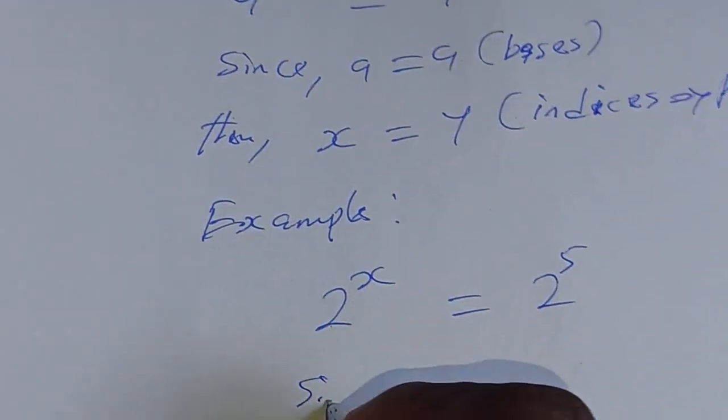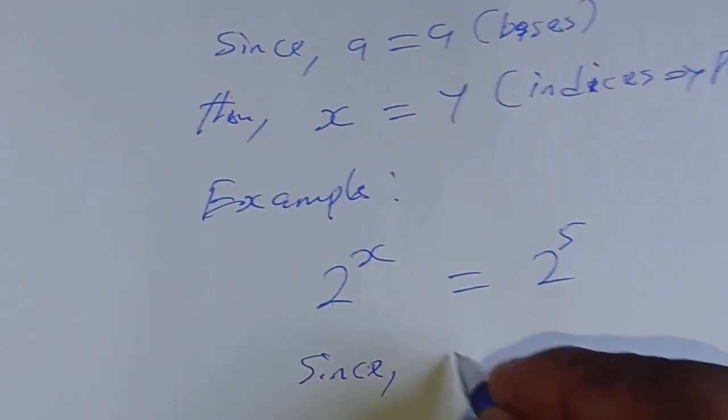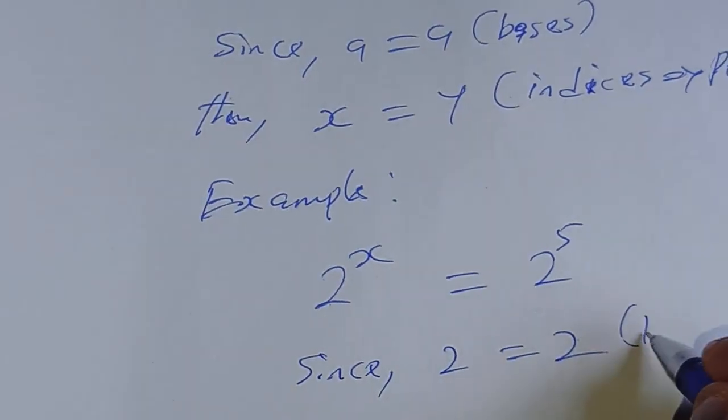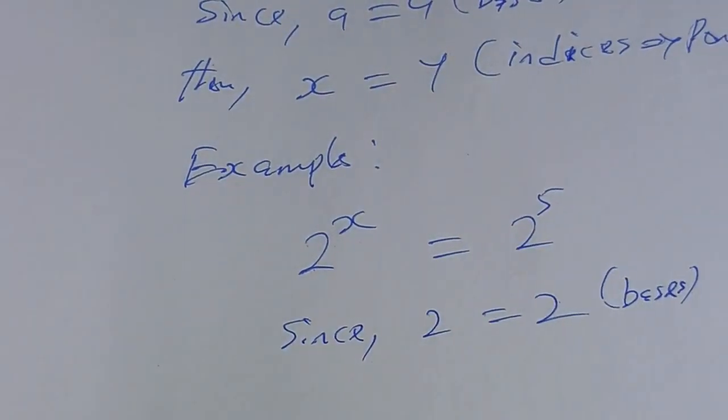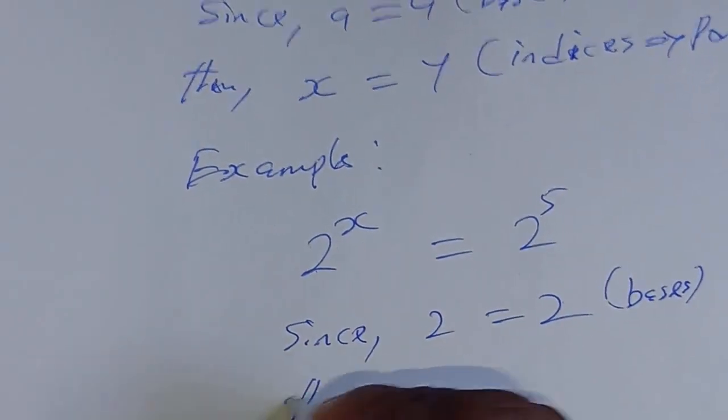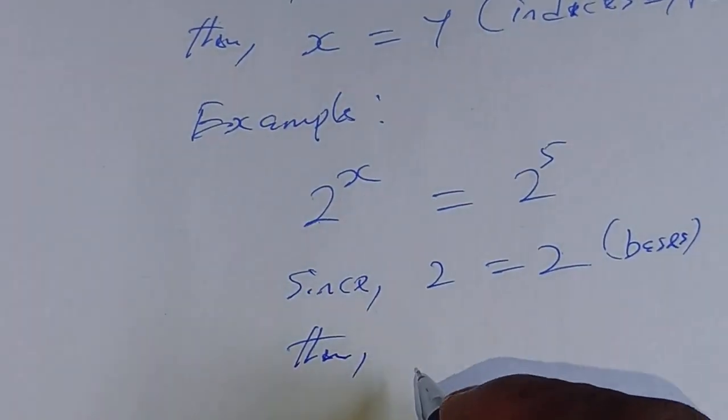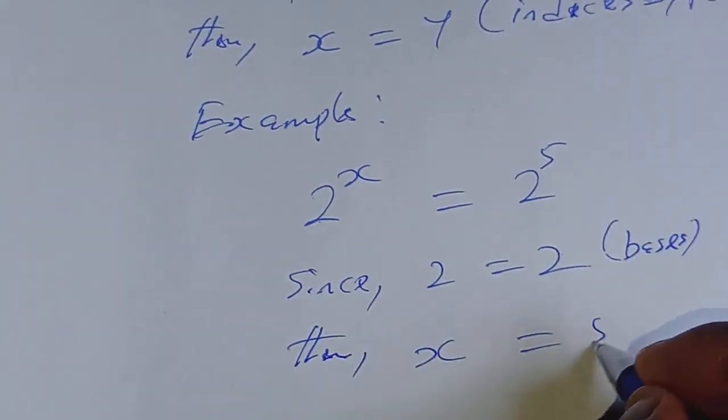So since 2 equals 2 as the bases, then x equals 5 as the powers.